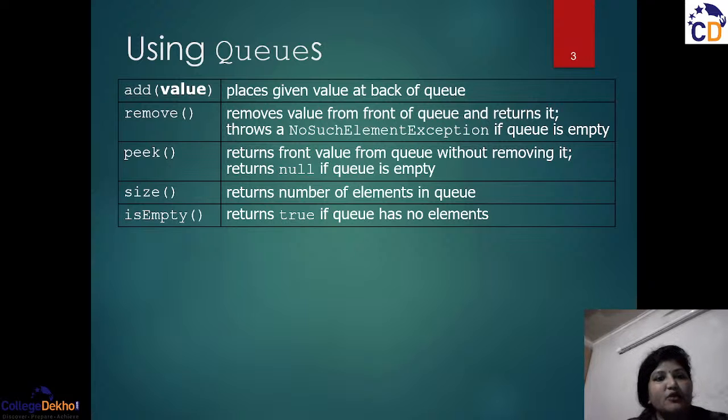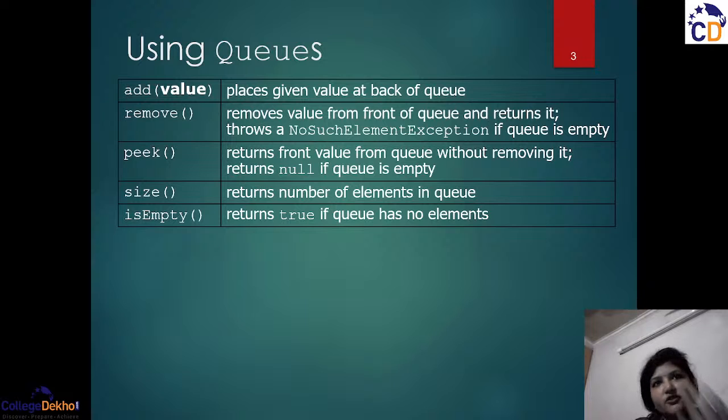So add value places the given value at the back of the queue. So whenever you are putting some values, you are putting from the back side. Like in stacks, you are putting from the top of the stack. But in a queue, there are two things. You have the front part, you have the rear part. In the rear part, you are inserting the elements.